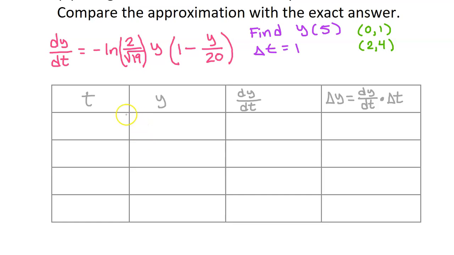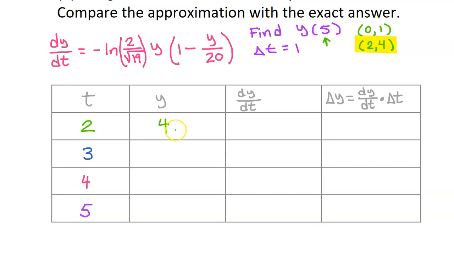Euler's method involves making a table, and the top row shows what you're going to put in each column. Memorize this setup. We are going to use the point (2, 4) instead of the point (0, 1) because the t value of 2 is closer to the target t value of 5. You put your initial point in for t and y right here. We can find the rest of the values of t using delta t, which is the change in t from one row to the next. Delta t is 1, so adding 1 each time gives us 3, 4, and 5.